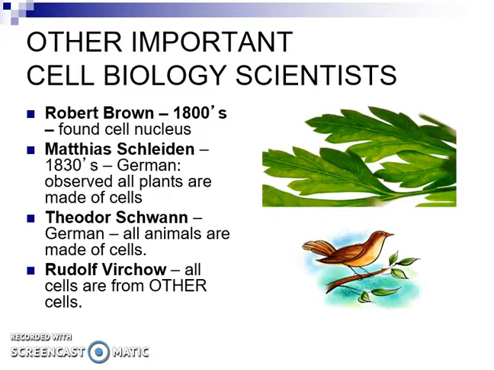So Robert Hooke wasn't the only scientist to help out this field of science. You have Robert Brown from the 1800s that found the cell nucleus. He finally identified it. Matthias Schleiden, 1830s, German. He observed all plants are made of cells. Theodor Schwann, another German, that all animals are made of cells. And then you have Rudolf Virchow, all cells are from other cells. So the whole entire idea of the cell theory was kind of a progression of many scientists.